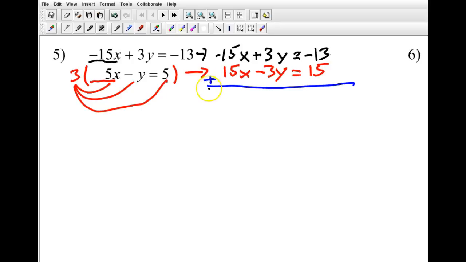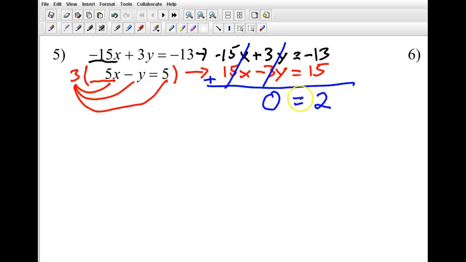Now, what happens when you add these together? We get 15 minus 15, which is 0, but we also get 3 minus 3, which is 0. So the whole left side just is 0. No variables. So that's a hint that if both variables cancel out, we have a special case. 15 minus 13 is 2. Now, well, now what? We don't have any variables. We just have 0 equals 2.